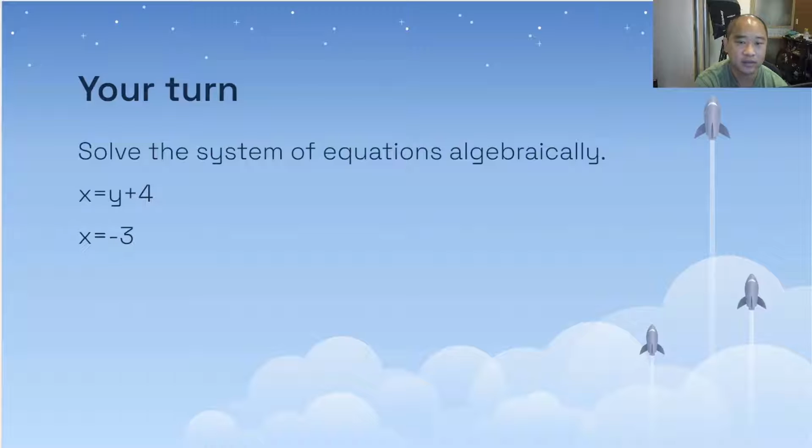Okay. One more, your turn. Okay. So here we have x equals negative 3 instead of y equals something. So we're just going to put this again into there. Negative 3 equals y plus 4. Then we're going to subtract 4 on both sides and get negative 7 equals y. So this is going to be (negative 3, negative 7). There you have it.